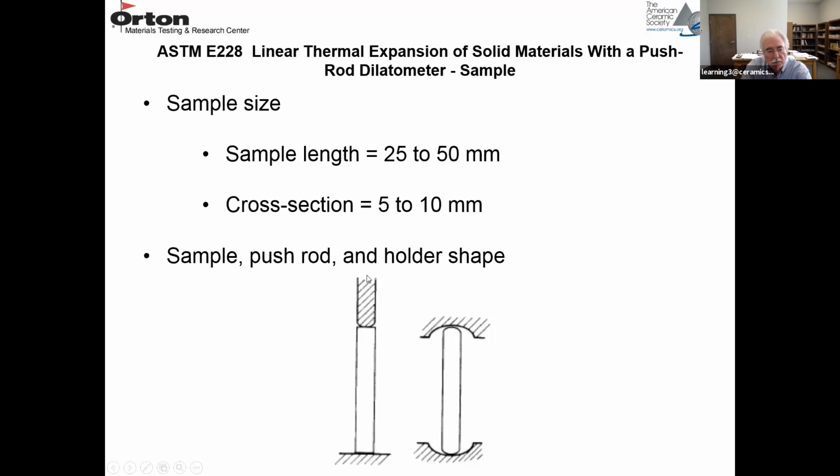This end would be the holder, this would be the pushrod. And you want to make sure you have a stable situation where the sample doesn't move during the actual heating and cooling cycles. So this has a curved pushrod in contact with the flat end of a sample. This pushrod and holder have curved ends, and so does the sample to have more of a point contact.